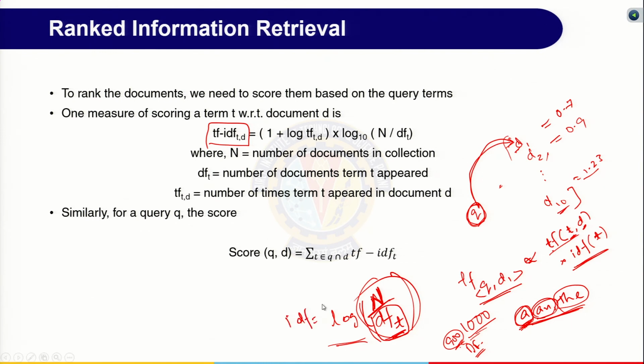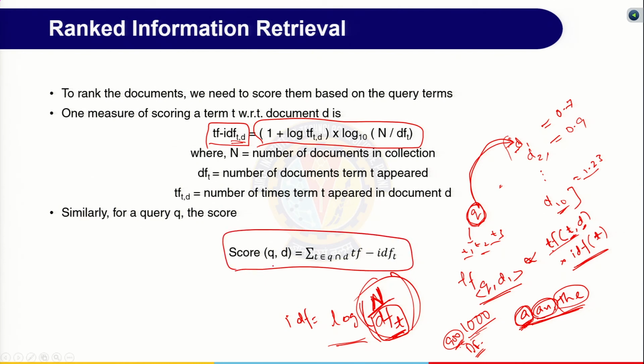So having calculated the term frequency and inverse document frequency, I am now able to give a score for each query document pair using this formula. I do it for every term in the query. So let's say the query has 3 terms, T1, T2, T3. I calculate this TF-IDF for each of those terms and then I sum it up to get a final score for that query document.